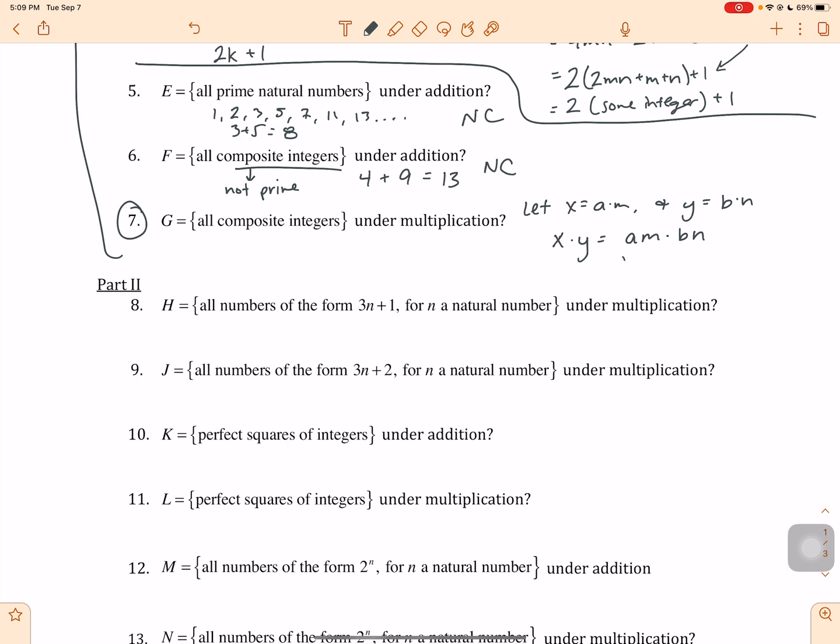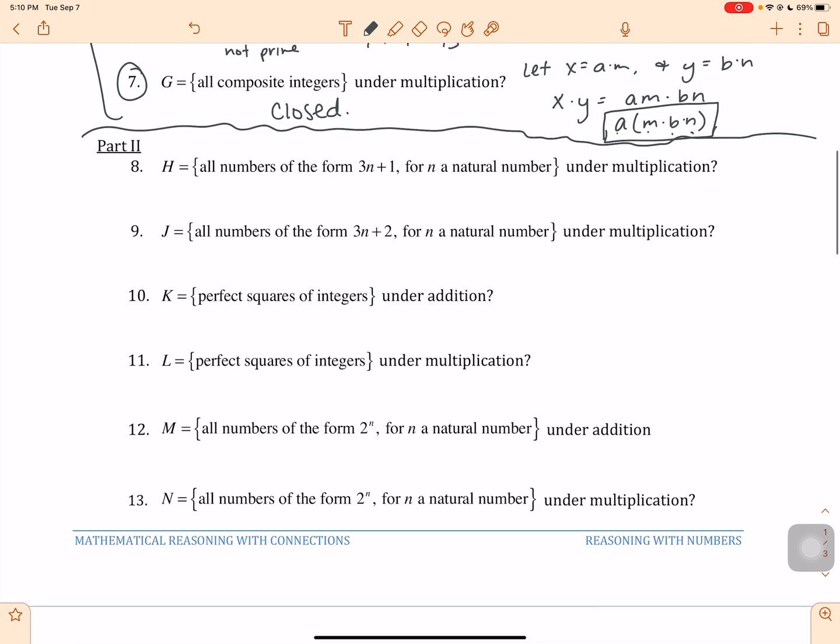So we could rewrite this as a times m times b times n, which is just 2 integers multiplied together. So all this is doing is giving me more factors. So a, m, b, and n are all factors of whatever the product x times y is. So that means that our answer here is not prime, right? If those are all 4 distinct factors. So right there, it is closed. If you multiply composite integers by each other, you are going to get a composite integer as your answer, because you can't go backwards in the number of factors if you're multiplying, right? So that's a good one to think about. I really do like that one.